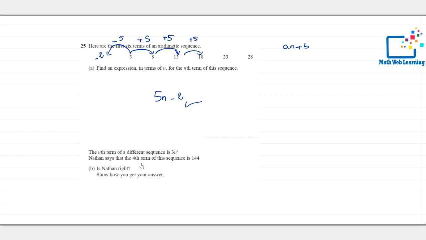Question B, asking us to check whether 144 is part of this sequence. You could do it two different ways. You can replace n by the value of 4, because Nathan says that the fourth term is 144. So you do 3 times 4 squared and check whether they give you 144. Well, does it? You do 3 times 16, which is not, clearly it's not. So the answer is no.